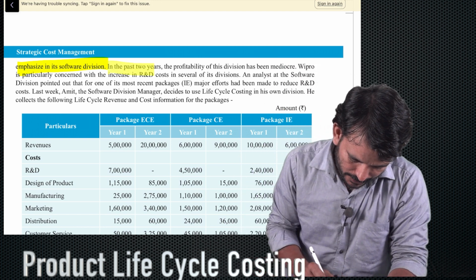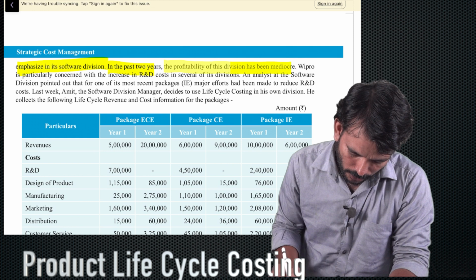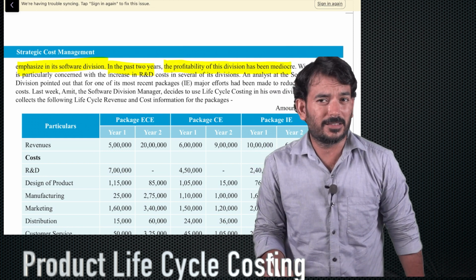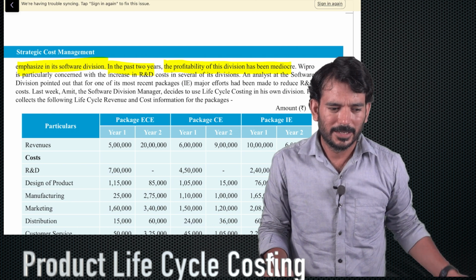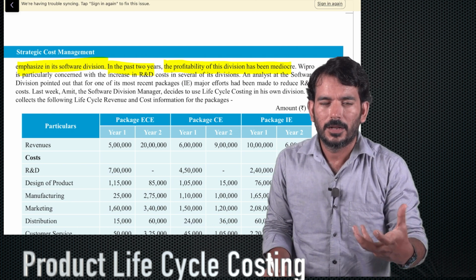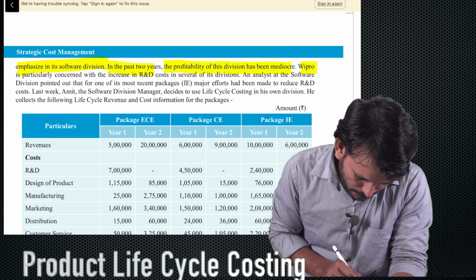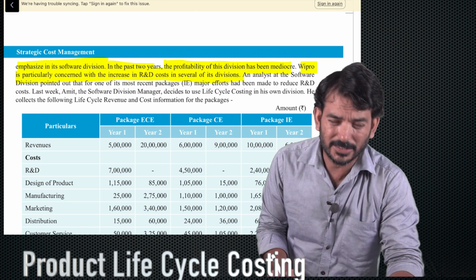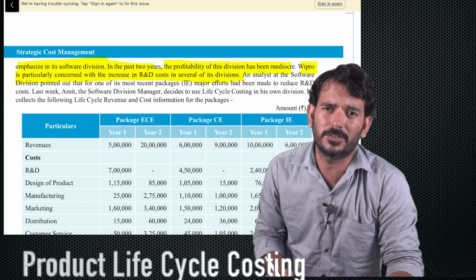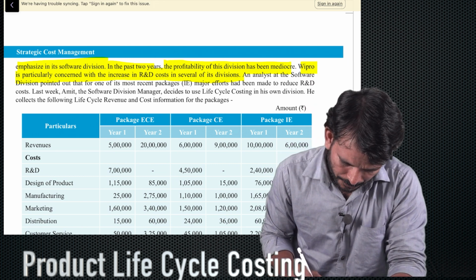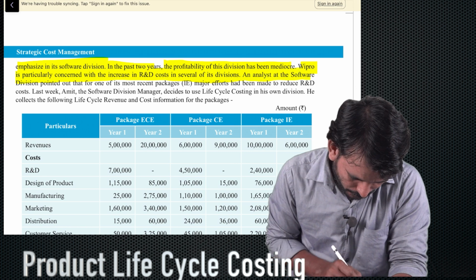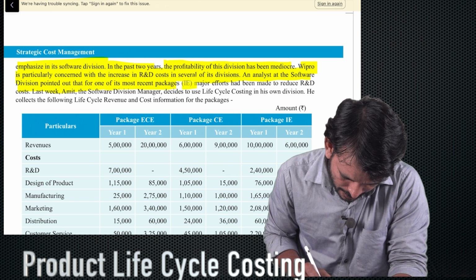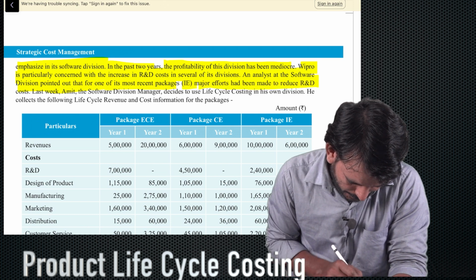In the past 2 years, the profitability of the division has been mediocre. So there are not much profits in this division. Just to say that there are 3 products or 3 softwares, but they are not giving a sizable chunk of profit. Wipro is particularly concerned with the increase in the R&D cost in several of its divisions. So unnecessarily we are incurring R&D costs. Just let me know which of these softwares is more beneficial. An analysis of the software division pointed out that for one of its most recent packages, major efforts have been made to reduce R&D cost.